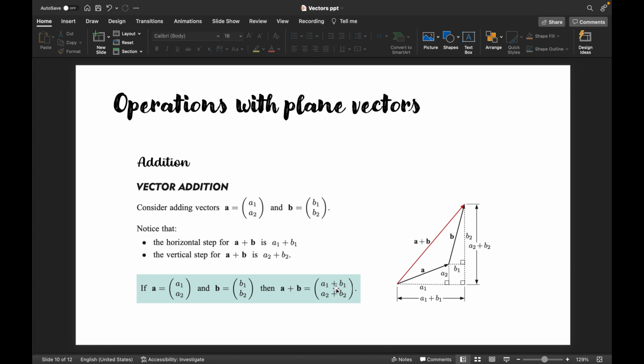So this is what you need to do. And this is the diagram. You can look at it. So if this is A and this is B, then the resultant addition would be this. This is A plus B. And now the x component of this would be A1 plus B1. And this would be A2 plus B2. And that's how you do it.